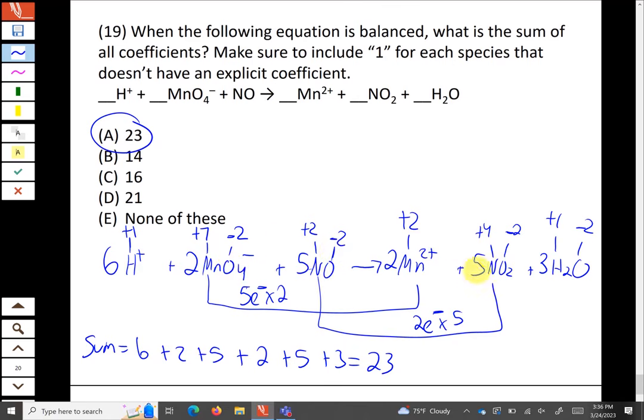On the right side, we had 10 from NO2. So we needed 3 more to make sure there was 13 on both sides. So those 3 are all going to come from water. By adding a 3 there, that gives us 13 oxygens on both sides. 3 waters has a total of 6 hydrogens. That's where the 6 here came into play.